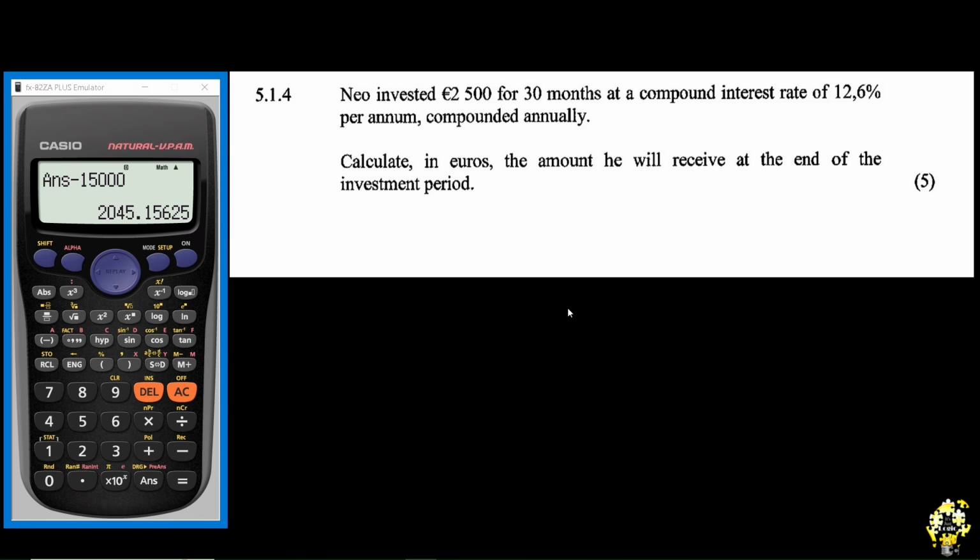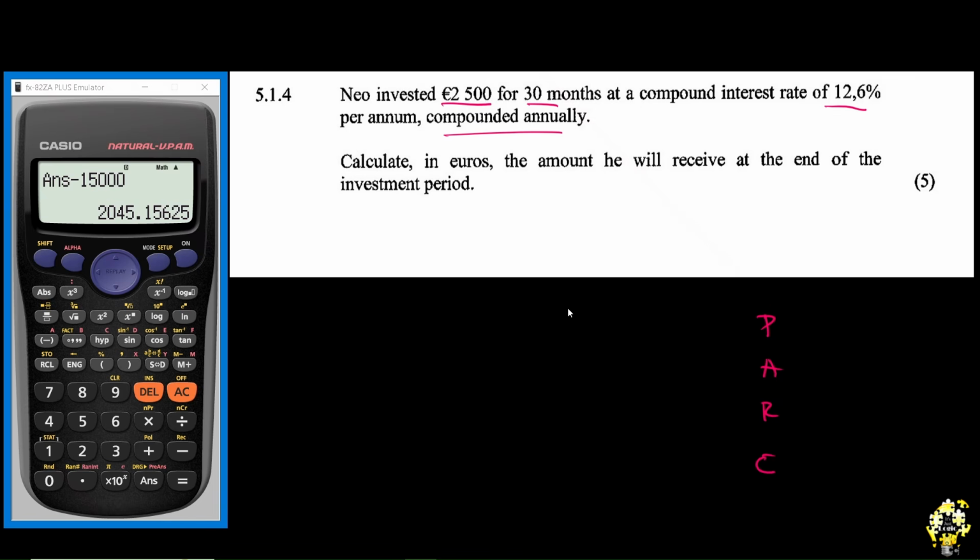So, do you go back to blue? Where's my pink? Neo invested 2,500 euros for 30 months at a compound interest rate of 12.6% per annum. Compounded how? Annually. Pay attention here. Something has to happen here. Let's start. PAC. When I say PAC should make things easy for you, it's because PAC indeed has to make things easy for you. Let's personify PAC. It's that human being that makes things easy for you.